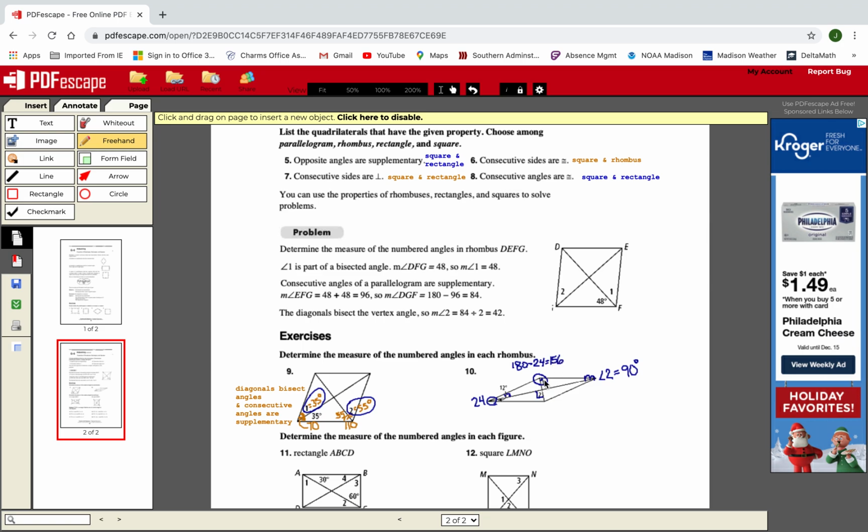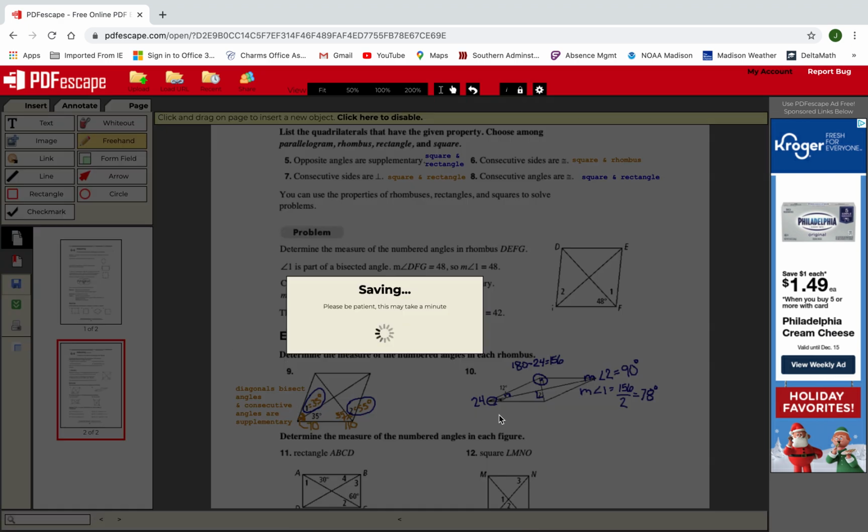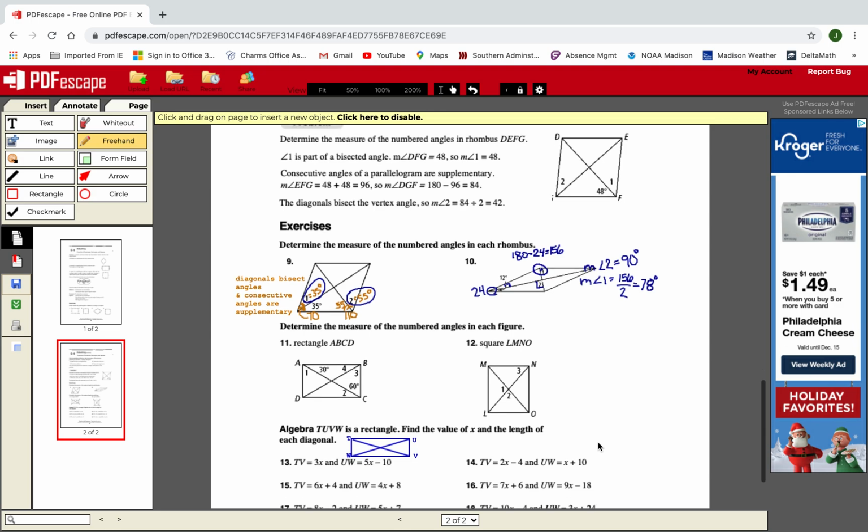And angle 1 is half of that because the diagonals bisect those angles. So the measure of angle 1 is going to be 156 divided by 2. 2 goes into 15 7 times. 7 times 2 is 14. There's 1 left over. 1, 6. 2 goes into 16 8 times. So angle 1 is 78 degrees. I hope y'all followed that. If not, watch this video again, so you can watch it over and over again.